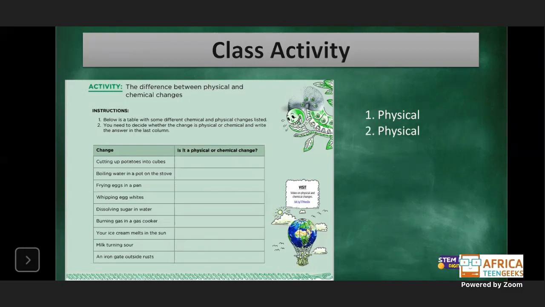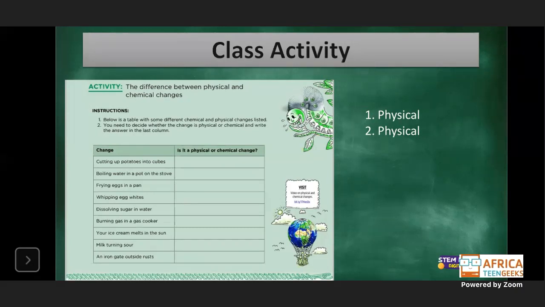It's a physical change, right? So remember, the water that you are boiling is just changing state. It is moving from a liquid state into a gaseous state. All right. Then third question, frying eggs in a pan, is that a physical or a chemical change?